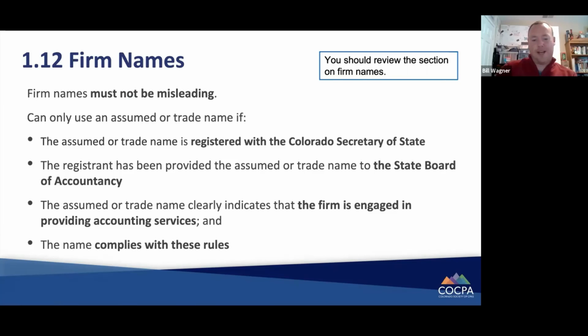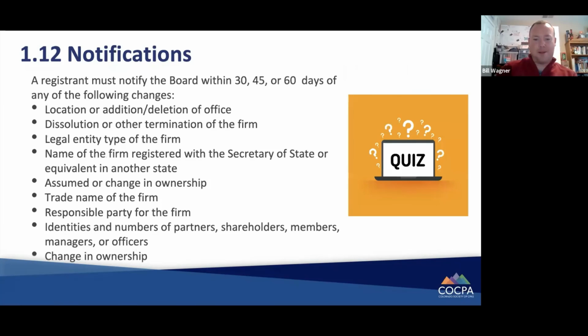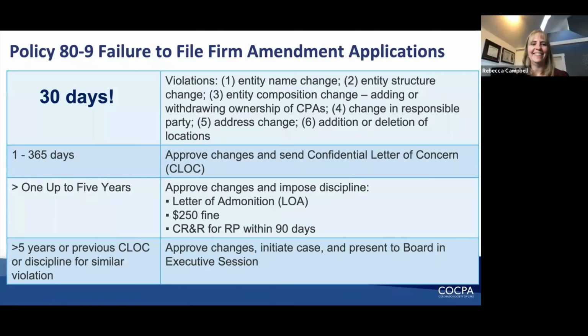Oh, no, it's okay. If anybody does have any questions, don't hesitate to reach out. In the materials, I put in the policy 80-9. What happens if you do not inform the board of a change? You can get a letter of concern, a letter of admonition, and you can get fined.